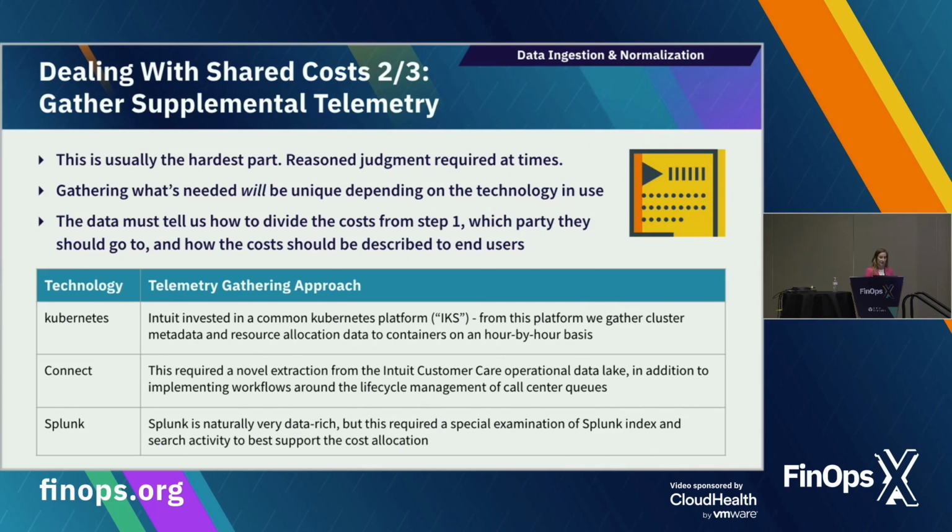For Kubernetes, Intuit invested in a common Kubernetes platform, which we call Intuit Kubernetes Systems. From this platform, we gather cluster metadata and resource allocation data to containers on an hourly basis. Connect required an extraction from our internal customer care operational data lake. And Splunk required a special analysis of Splunk index and search activity.